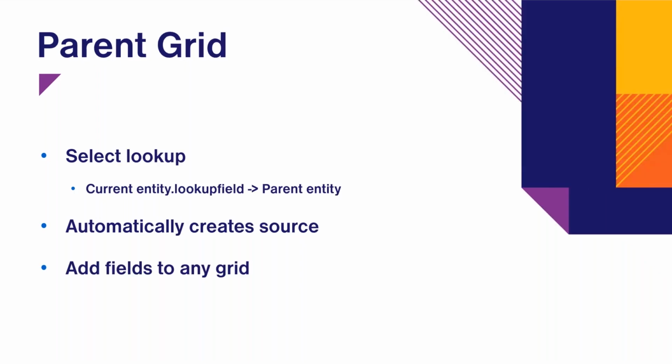Then we have a specific grid called parent grid, where you specify a lookup to a parent entity. For example, if you're running a report on a contact record, you can also add some information from its parent account, for example, address or some contact information. This parent grid automatically creates the source, the fetch to that parent entity, and you can then add fields from this parent entity to any grid on the whole report, on the whole body.